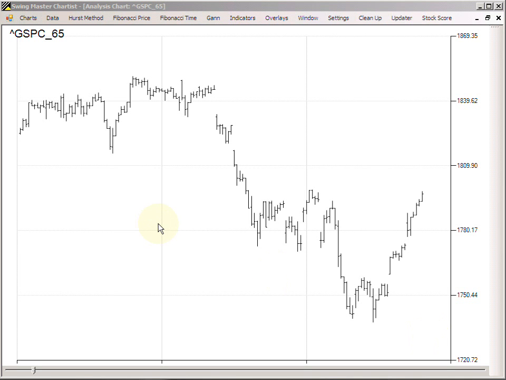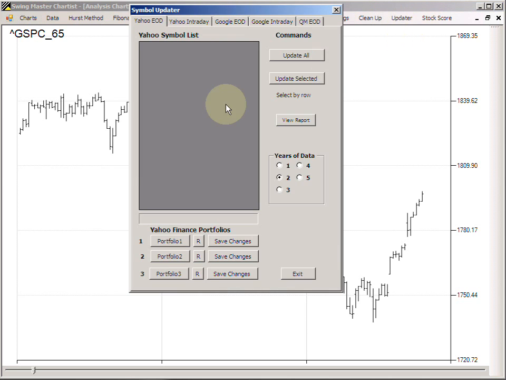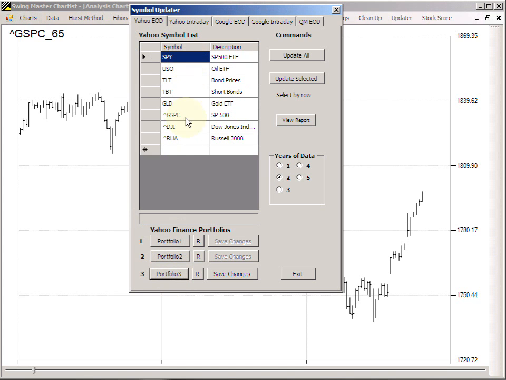The next thing we did was open up an S&P 500 65-minute chart and an analysis chart window, and we'll use a couple of tools to see if we're on track. It's early, but we're just going to see if we're staying on track. To do this, we use the updater. You have 3 different portfolios in which you can enter symbols, and these are the symbols that we follow most closely.